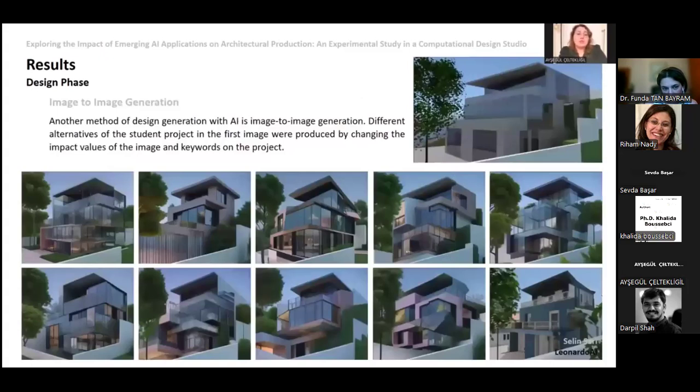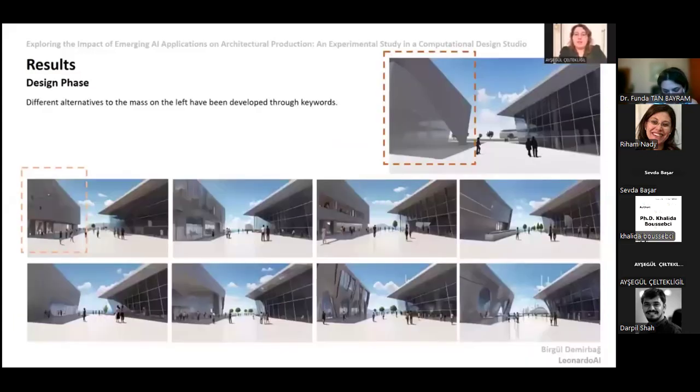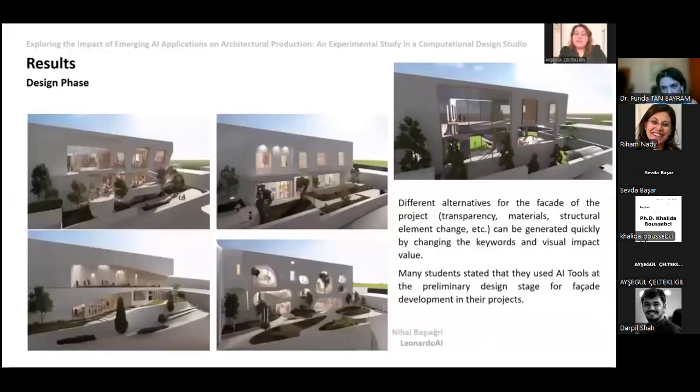Another method of design generation with AI is image-to-image generation. Different alternatives of the student project in the first image were produced by changing the impact values of image and keywords on the project. You can see another sample here. Different alternatives for the facade of the project can be generated quickly by changing the keywords and visual impact value.